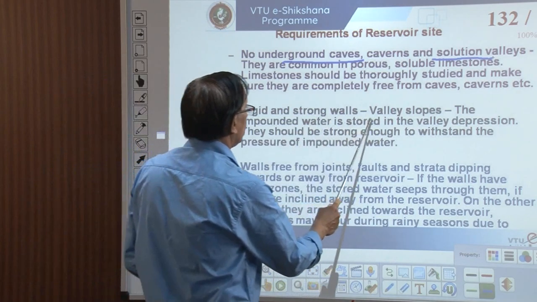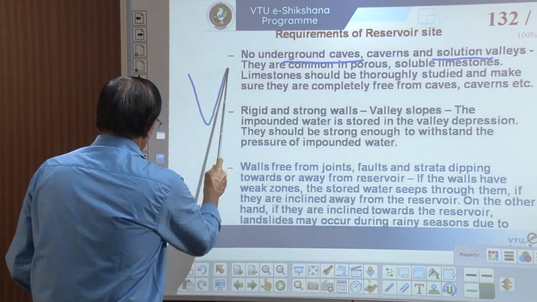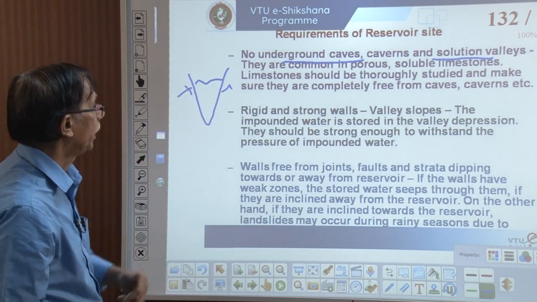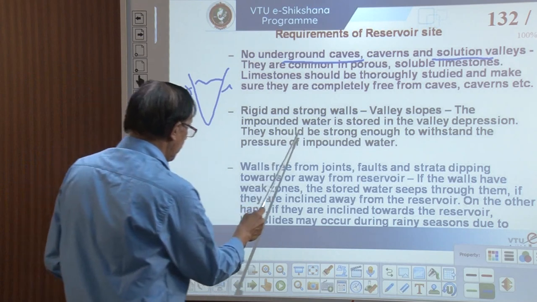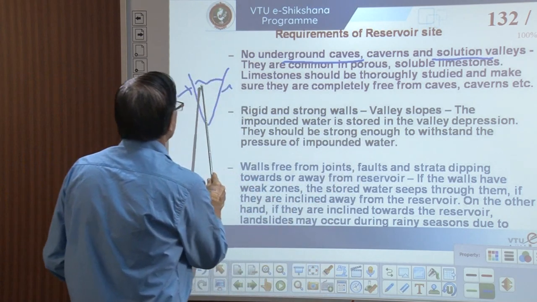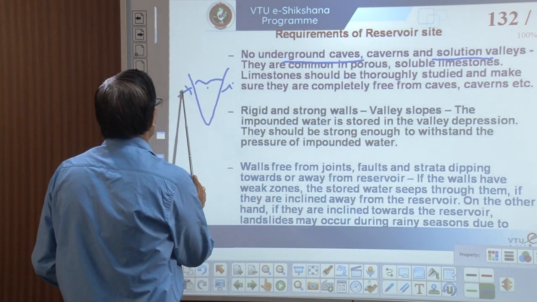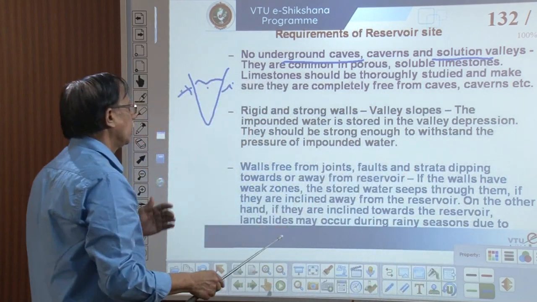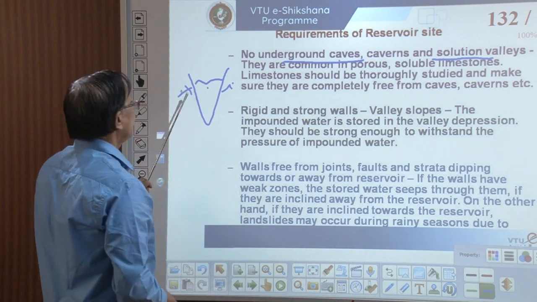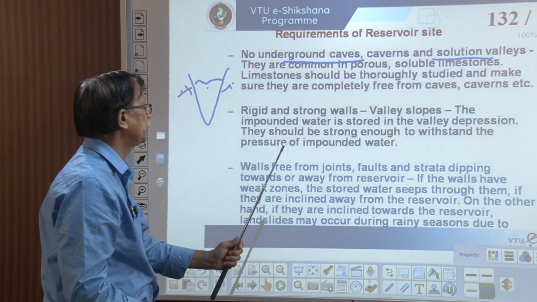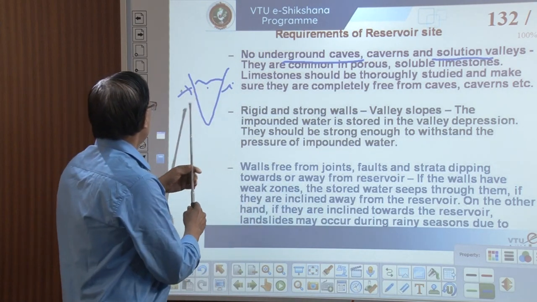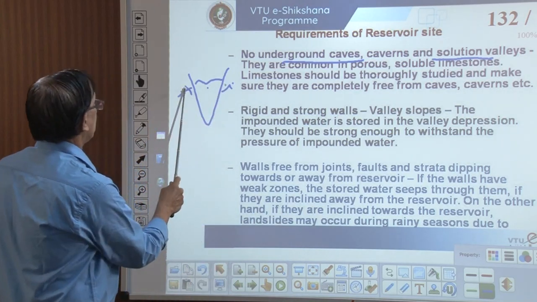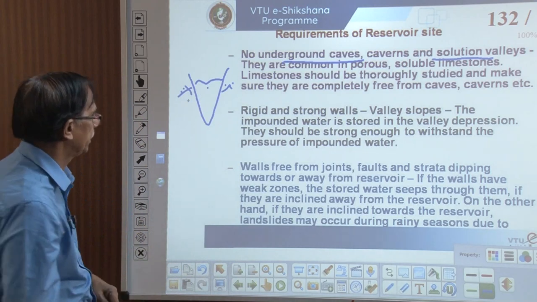Rigid and strong valley walls and slopes are essential. Impounded water is stored in the valley, and these rocks are always in contact with the water. There should not be any seepage or loss of water. They should be strong enough to withstand the water pressure and should not allow water to percolate. Therefore, these rocks also should be thoroughly investigated.